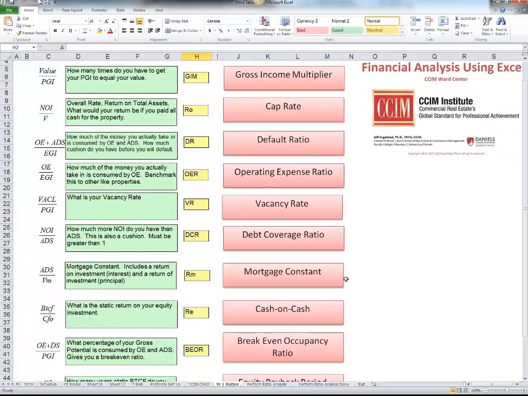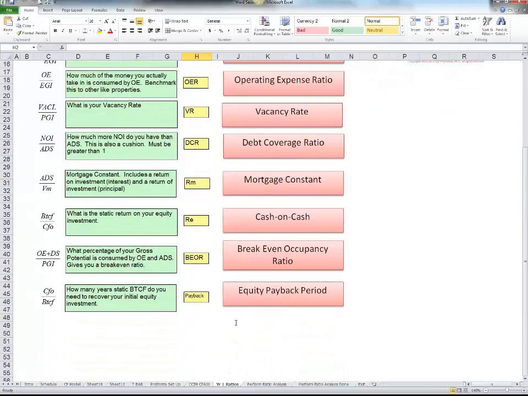Okay. We go to cash on cash. Cash on cash is another one that is very often calculated and certainly important to everybody, because cash on cash is looking at what is your return on your equity investment. Well, how much money did I put into this deal, and how much money am I putting back in my pocket at the end of the year?